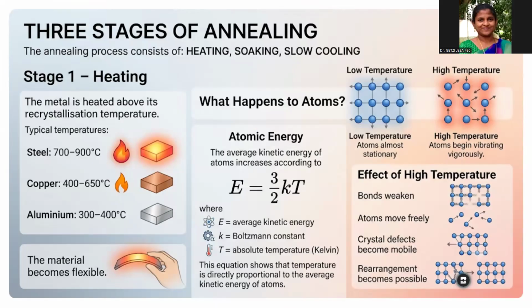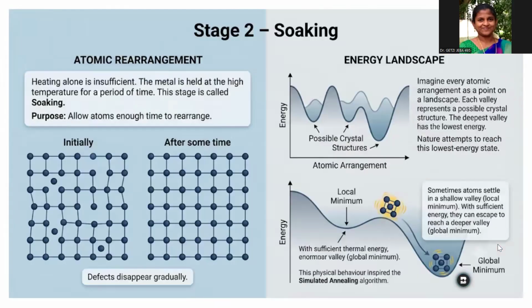At lower temperature, you can observe that the atoms are very organized, and at high temperature, they are disturbed, right? This effect of heating makes the atoms move freely, and it makes the atoms mobile. And the second stage is called the soaking stage.